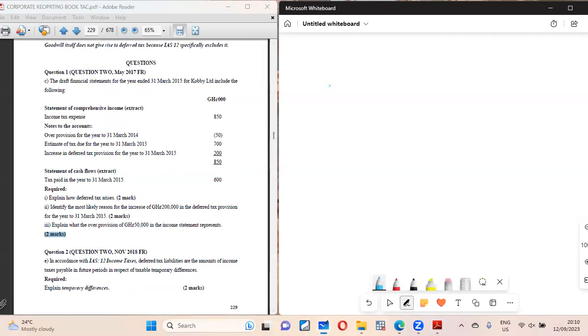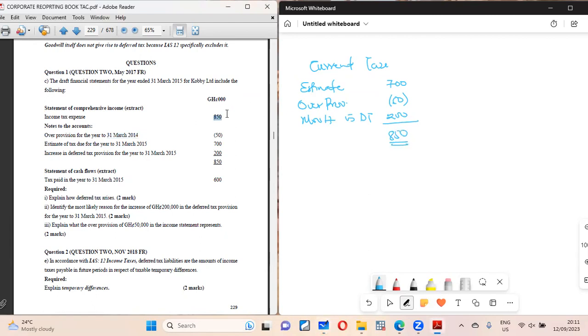In this example, if you want to do your current tax, you have already been given the movement in deferred tax. So the accountant's estimate will be sitting in your current liability. The current year estimate is how much? 700,000, right? So you have your 700. Then you have the over provision you were given from the previous year, 2014. That one is 50. So it's an over. Then the movement in TD has been given to you, as simple as that. That one is 200. So I think that's what you see as the 850 income expense.